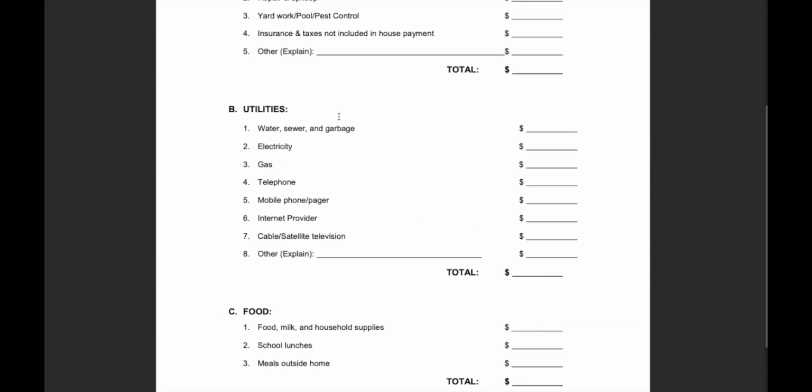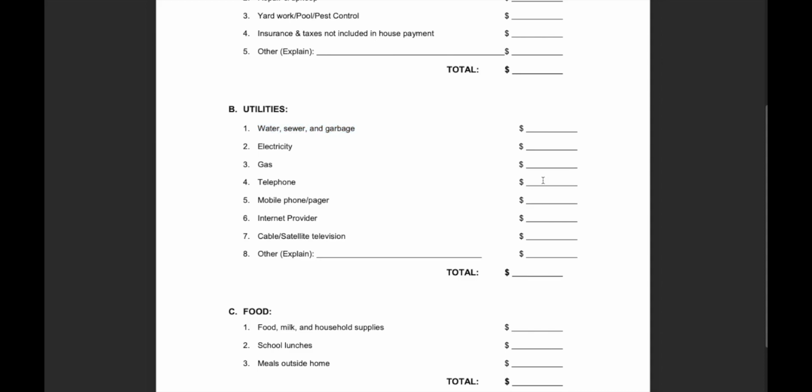Utilities, so water, sewer, and garbage. If this is something that is lumped in your rent, please put an asterisk here and indicate that it is included in your rent payment. Obviously, if you're paying for all three of these, we're going to need the total for each bill in a monthly average. Same for electricity and gas. Telephone.